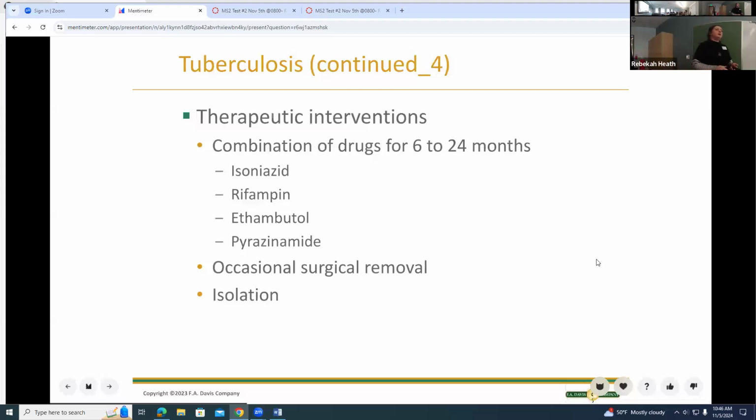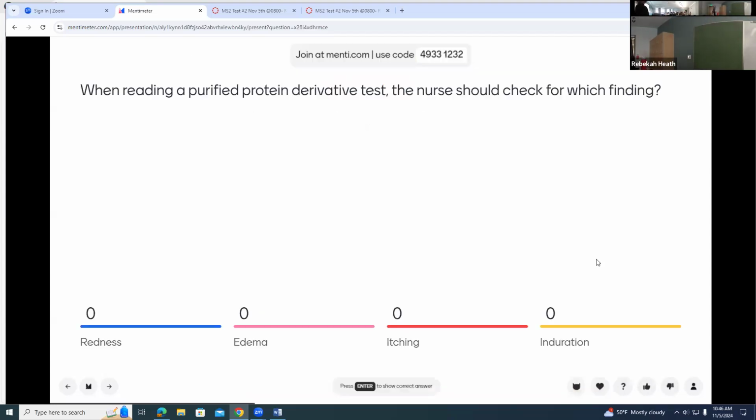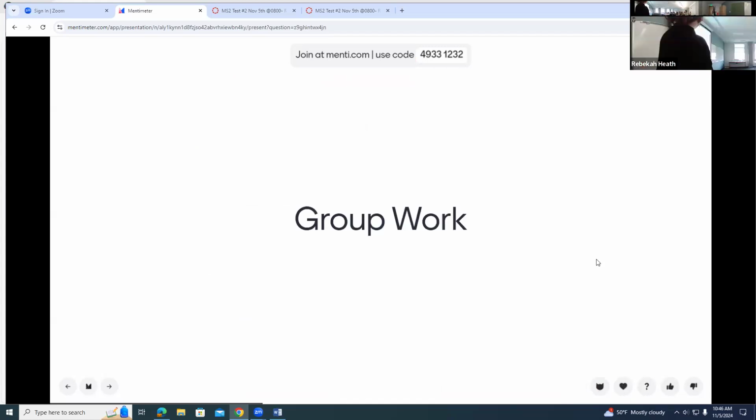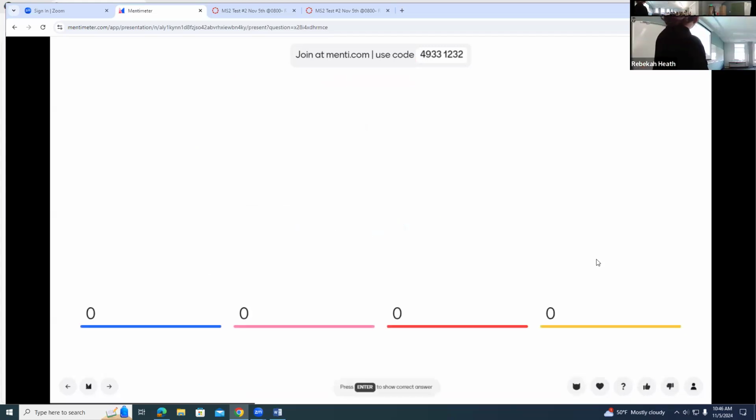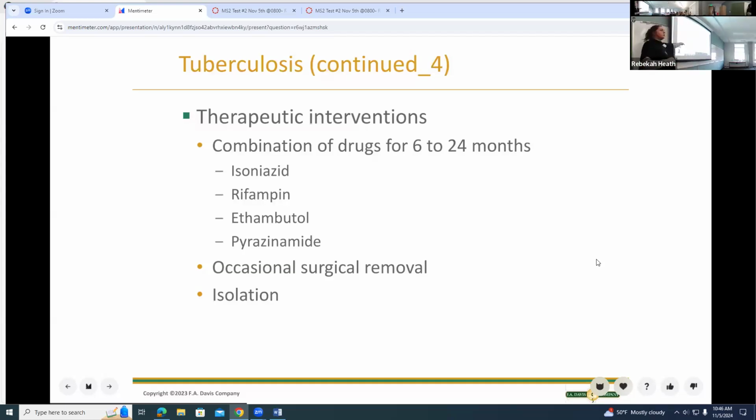Before COVID, TB was our big respiratory thing that we would always check for. I didn't really talk about it so much, but isolation, right?